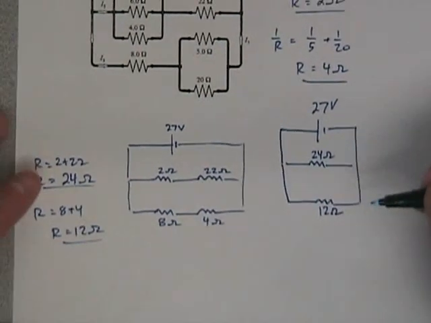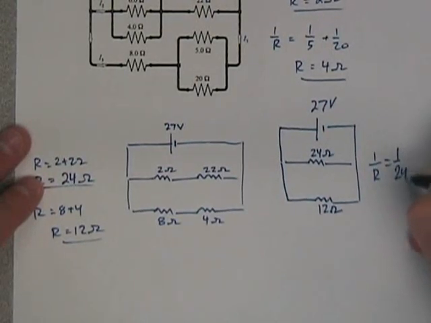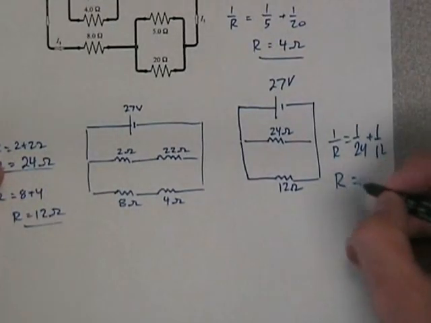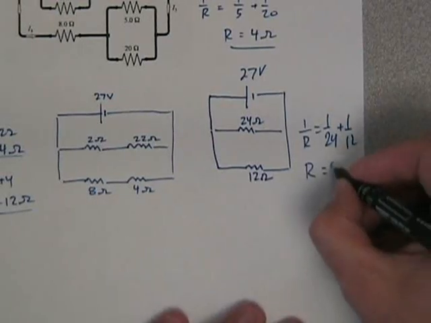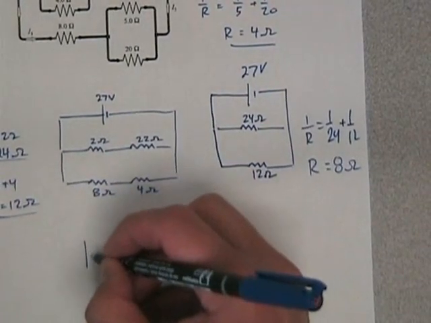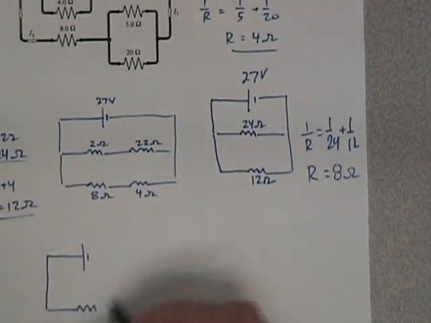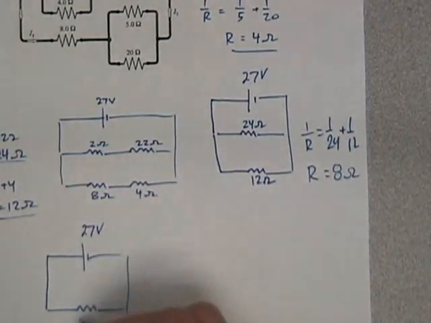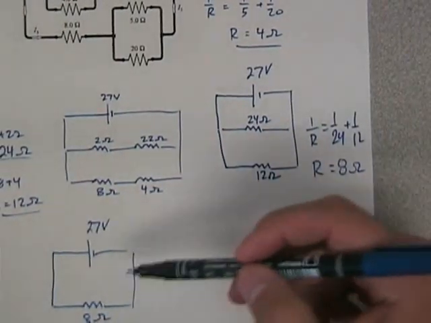Now, finally, I have one last one in parallel. So that's going to be 1 over R is 1 over 24 plus 1 over 12. So that resistor is going to end up being 8 ohms. So I'm going to redraw that. There you go. That answers part A. 8 ohms. Okay, so now I have my total resistance.